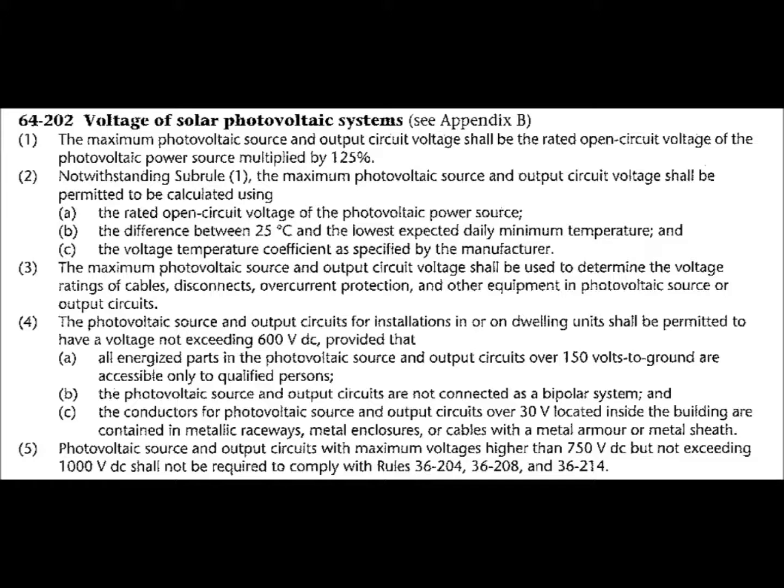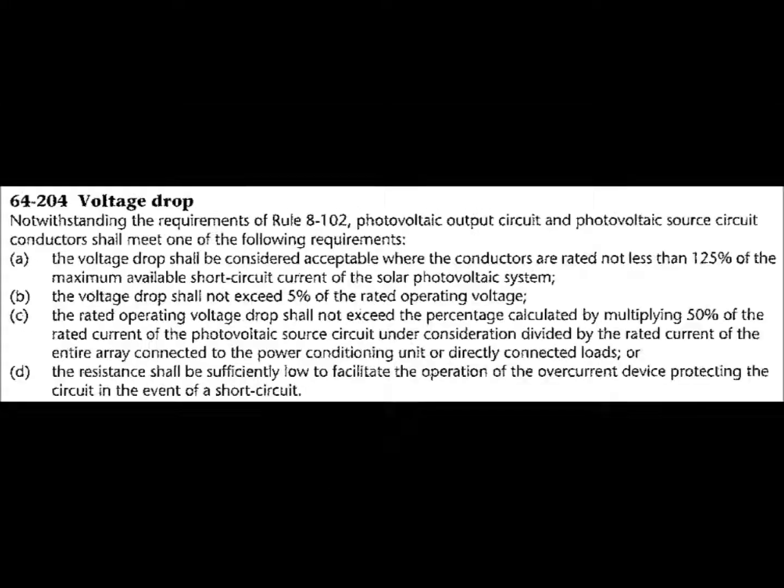One of the most important rules when dealing with a solar system is Rule 64-202. According to that rule, a device being supplied by a solar panel has to be rated for 125% of the panel's open circuit voltage. This means that a device being supplied by a solar panel with an open circuit voltage of 24 volts must be rated for 30 volts. This rule is extremely important because you want your load to be able to handle a slight increase in the output from the solar panel.